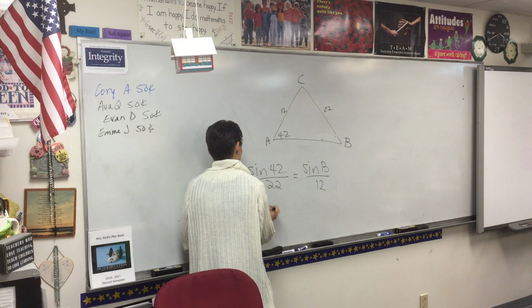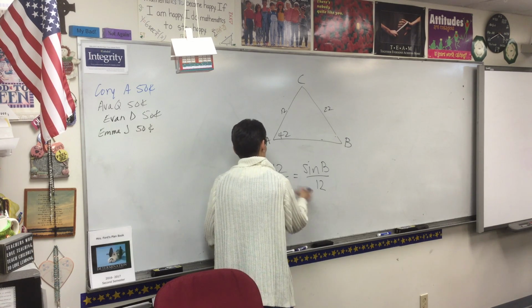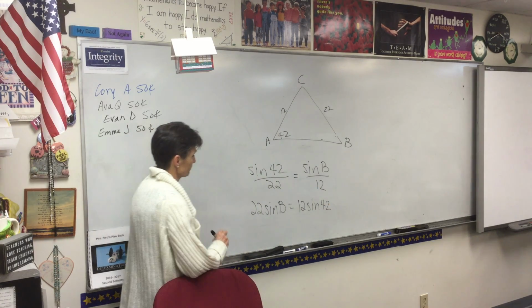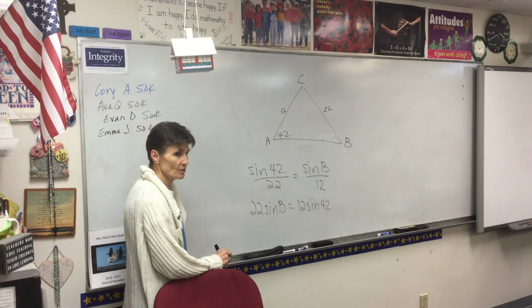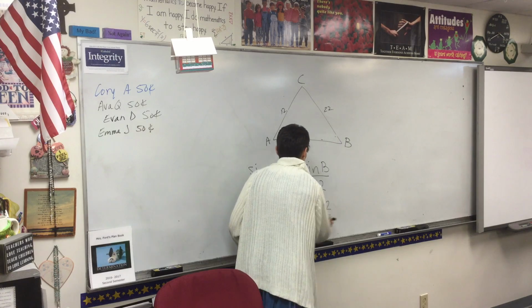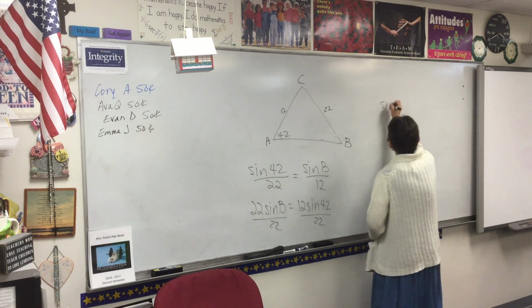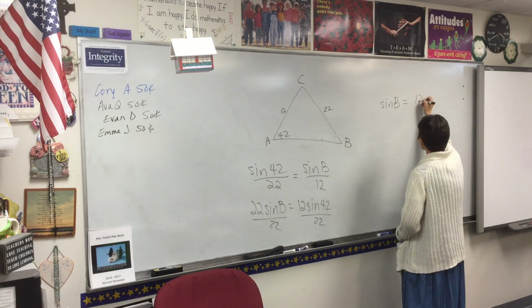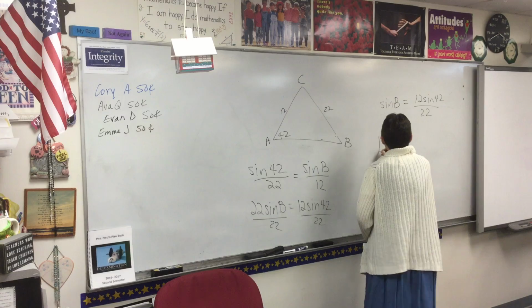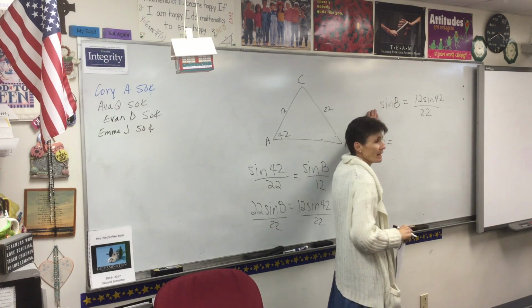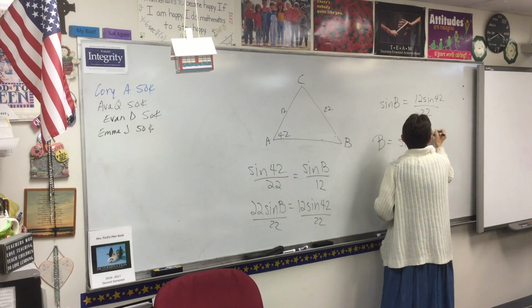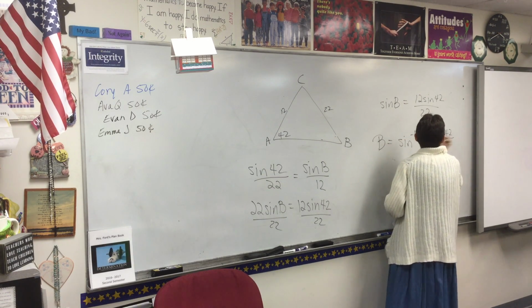So 22 sine B equals 12 sine 42. I need to divide by 22, right? You're getting sine B by itself. So sine B equals 12 sine 42 over 22. But I need angle B, I don't want sine B. So I have to inverse sine 12 sine 42 over 22.